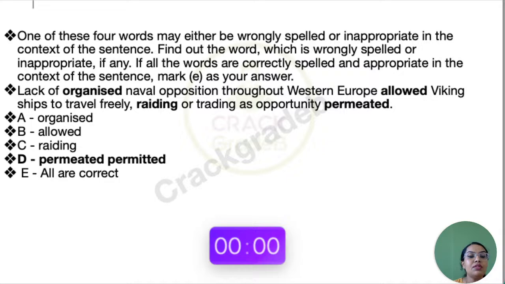Now, whenever you use the word permeated, which is given in D, that means like a filter is there. Imagine a filter and one thing passing from that filter and spreading everywhere. That is permeation. Okay, spreading through something. So that's why this word makes no sense in the sentence.